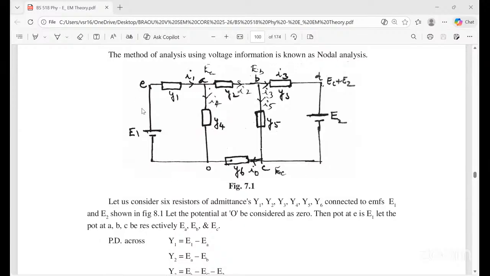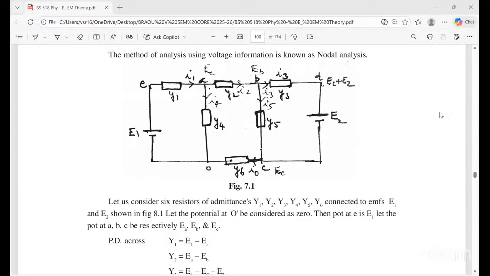So this is the battery E1 and E2. How many resistors are there? You can go for it. Admittance Y1, Y2, Y3, Y4, Y5, Y6, which is offering such a current I1, I2, I3, I4, I5, I6. There are 6 resistors of admittance Y1 to Y6. The batteries' EMFs are 2 only, E1 and E2.